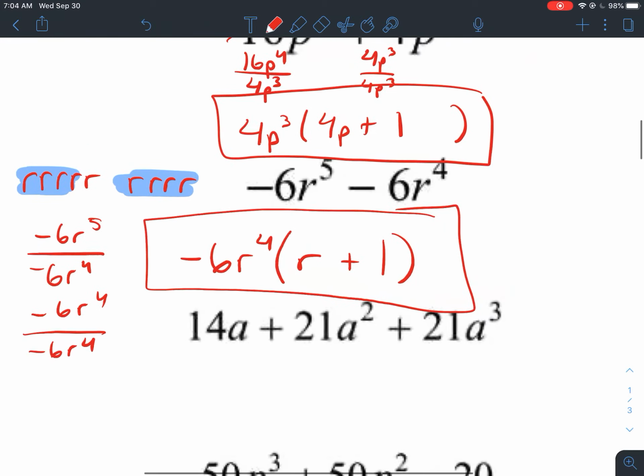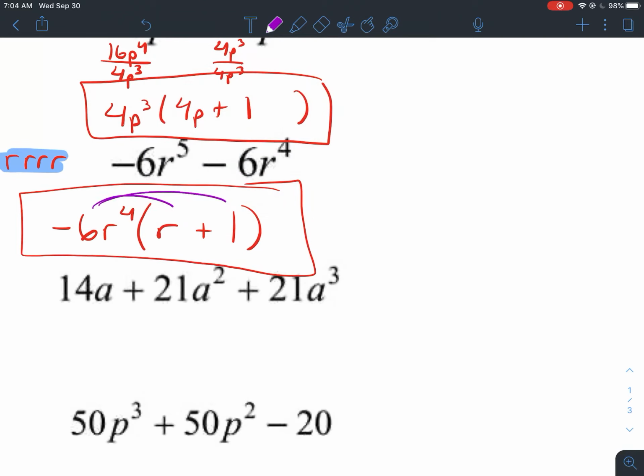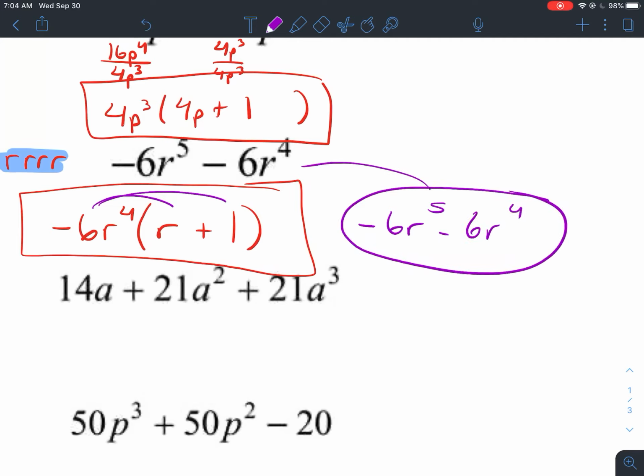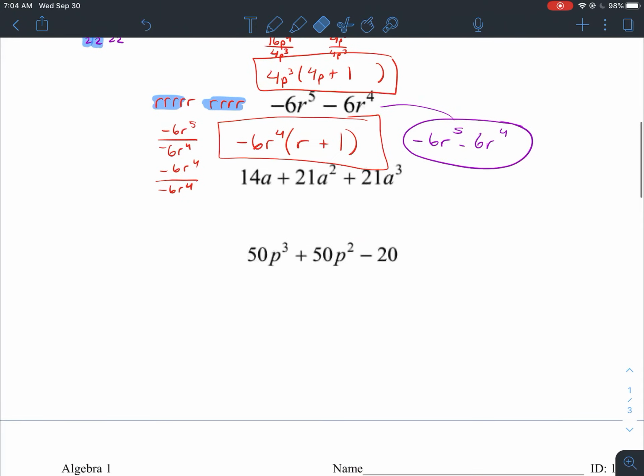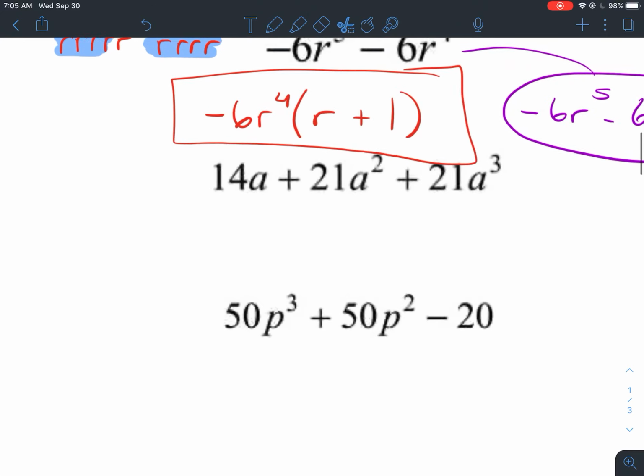Now keep in mind, you can always check your answer by redistributing. So let's check this answer and make sure we did it right. If I redistribute, I get negative 6 r to the 5th minus 6 r to the 4th, right? And that gives me where I started. So you can always check these distribution answers. That's the nice thing about factoring, is you can literally check all of them just by distributing or foiling or multiplying back out. All right, so let's go ahead and try the next example.